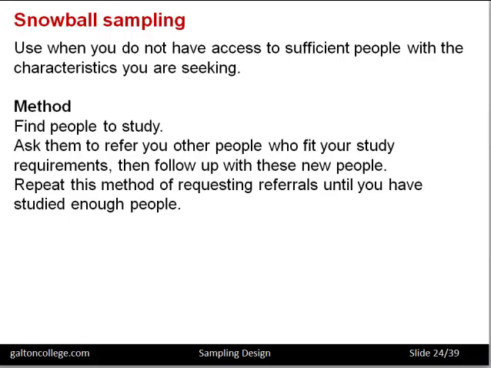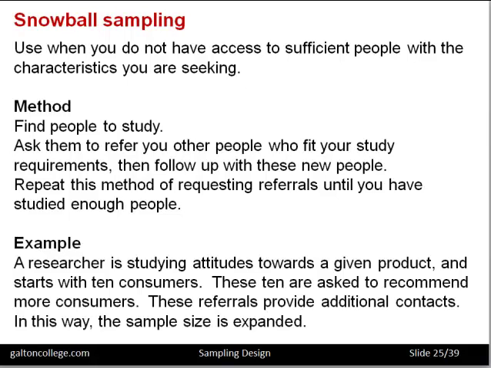Here you start with some people. You ask them for referrals. They refer their friends. You go to their friends and ask them the same questions, and then you ask them for referrals, and in this way it amplifies, it gets bigger. However, a researcher studying attitudes for a given product may start with, say, 10 consumers. These 10 are asked to recommend more consumers. These referrals provide additional context, and in this way the sample size is expanded.